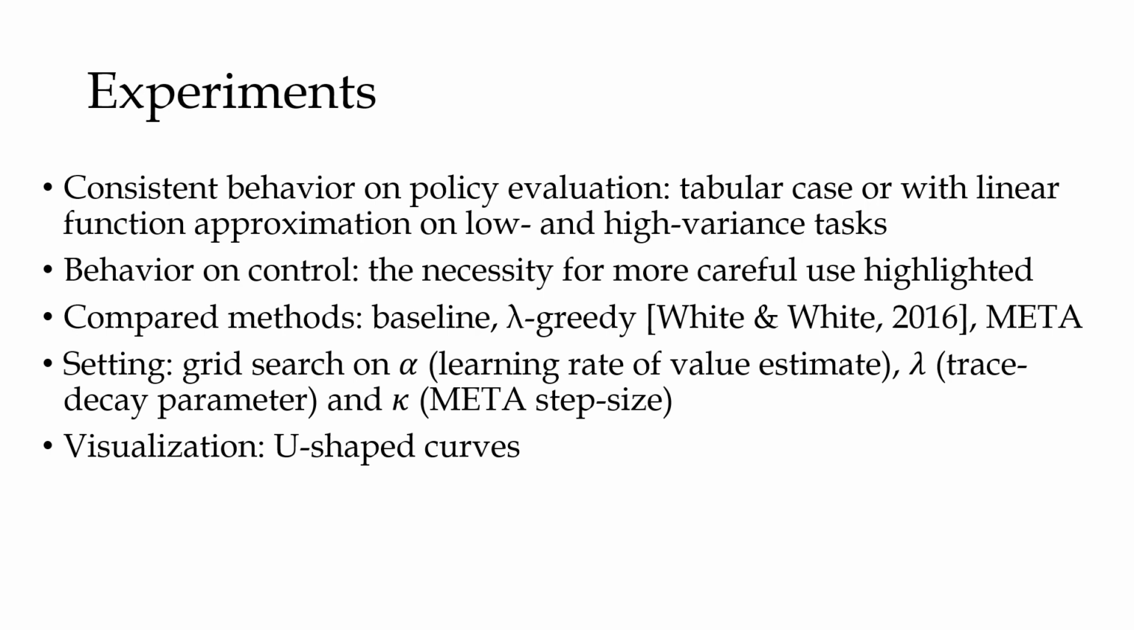In the following sets of experiments, we always compare the performance of the baseline, the lambda greedy assisted baseline, from White and White 2016, as well as the meta-assisted baseline. As discussed before, a baseline method with meta plugged in tunes the hyperparameter kappa instead of lambda, while lambda greedy eliminates the hyperparameter tuning for lambda. We use the classical U-shaped curve visualization for displaying the differences in the performance of the methods.